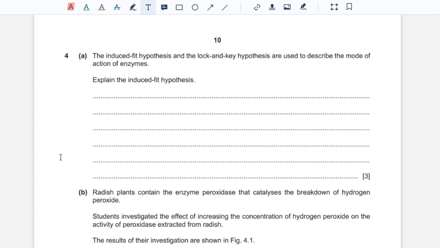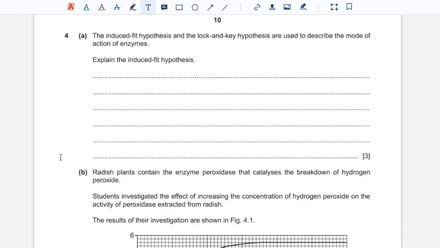For A, the induced fit hypothesis and the lock and key hypothesis are used to describe the mode of action of enzymes. Explain the induced fit hypothesis. So this happens when the active site is not entirely complementary to the shape of the substrate, so it moves around the substrate to provide a better fit and form the enzyme substrate complex.